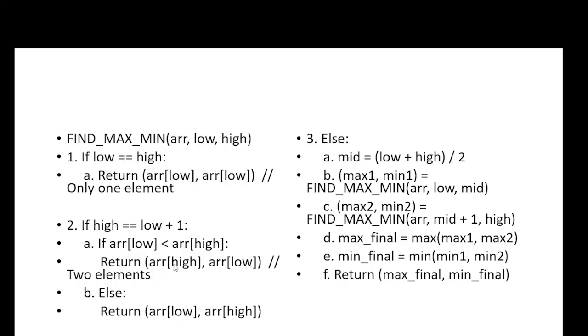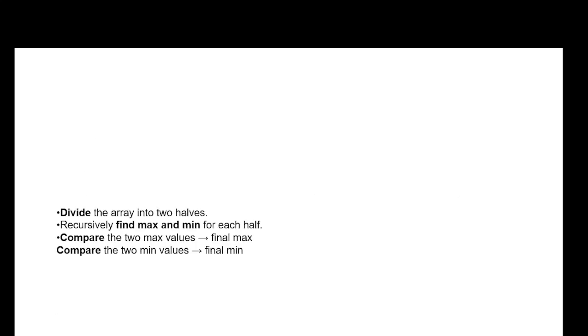Consider if I have only one element, then I will just return that element as the maximum and the minimum. If I have 2 elements, I will check whichever is lesser, and depending upon that I will return the maximum or the minimum. Now consider if I have more than 2 elements. I'll compute the middle element, calculate max 1, min 1, max 2, min 2, and then the final max and min, where I will compare these values alone. So recursively find the maximum and minimum for each half, and then compare the two max values and compare the two min values.